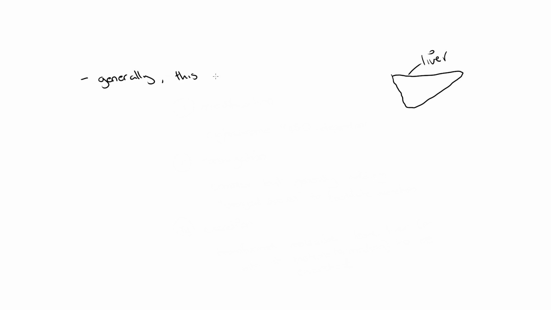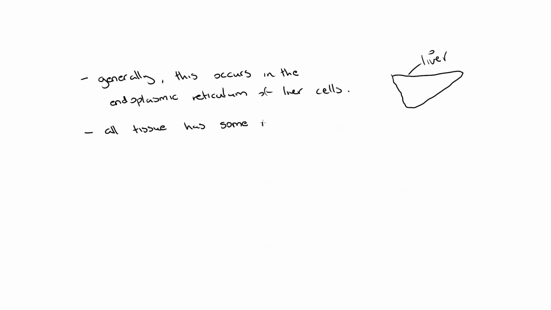So generally, the liver is the site of biotransformation, the site of metabolism, and it happens in the endoplasmic reticulum of liver cells. But this isn't always universally true. All tissues, all smooth endoplasmic reticulum, have the ability to metabolize drugs in a certain way. Now, the reason that we talk about the liver so much is because of its proximity to the portal vein.